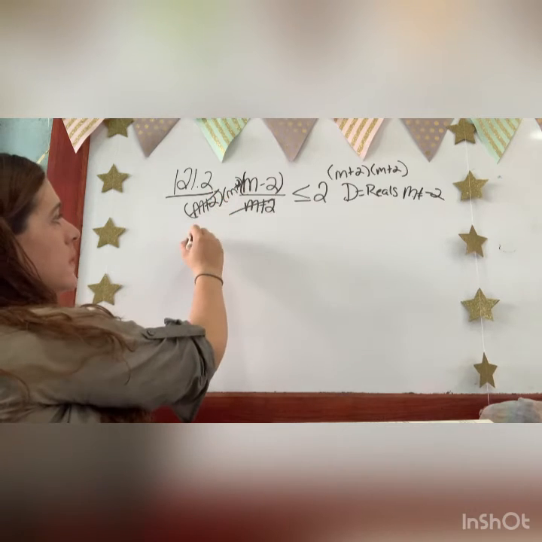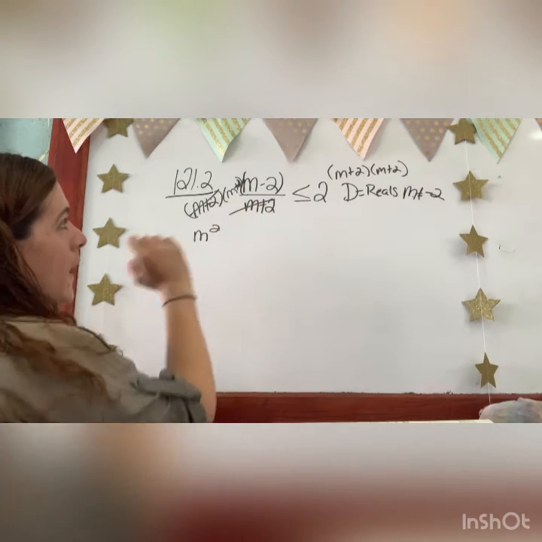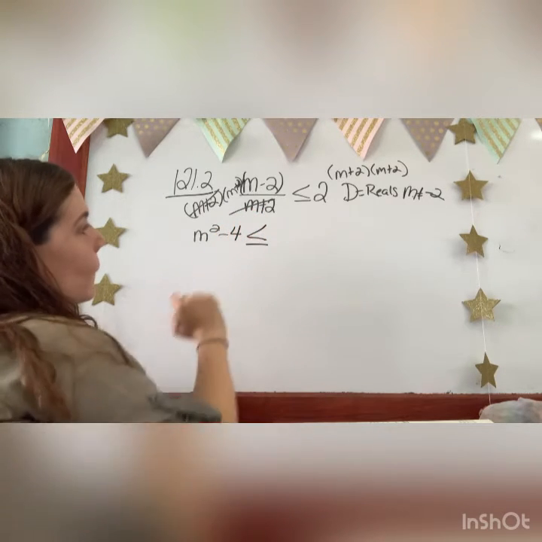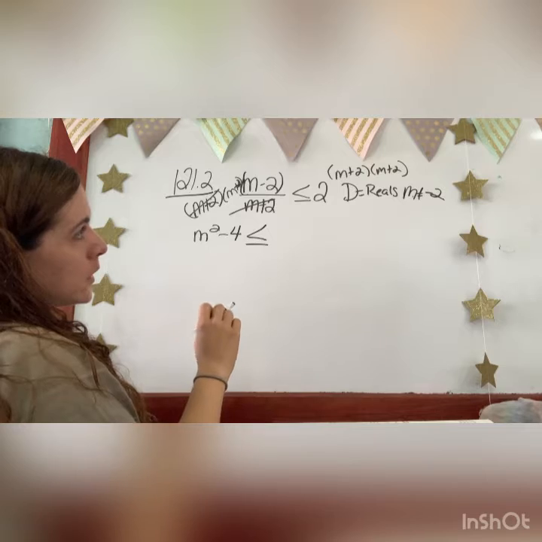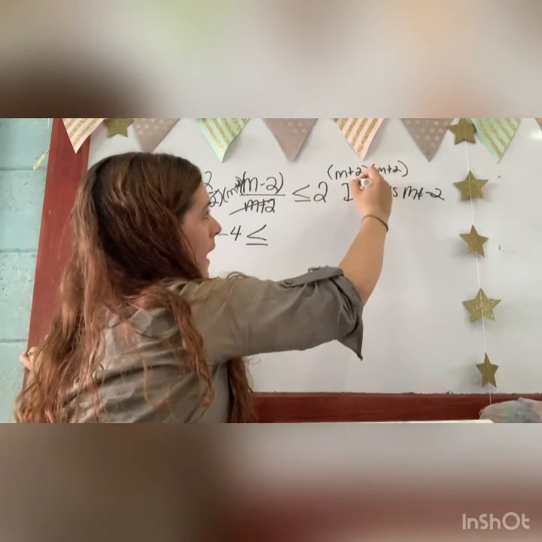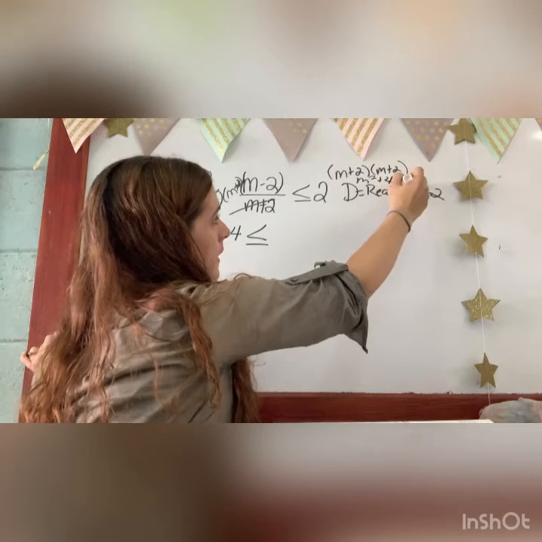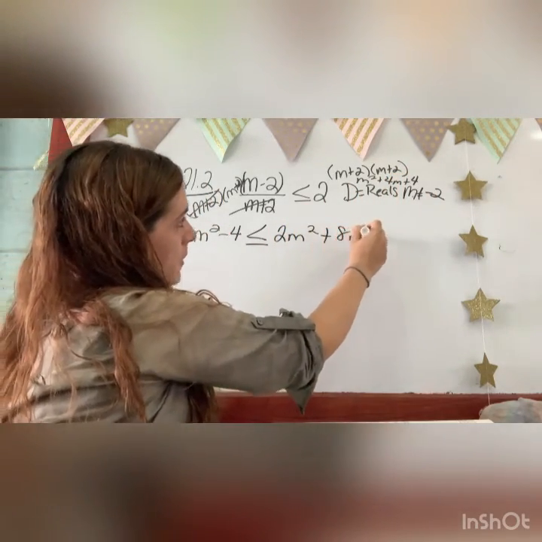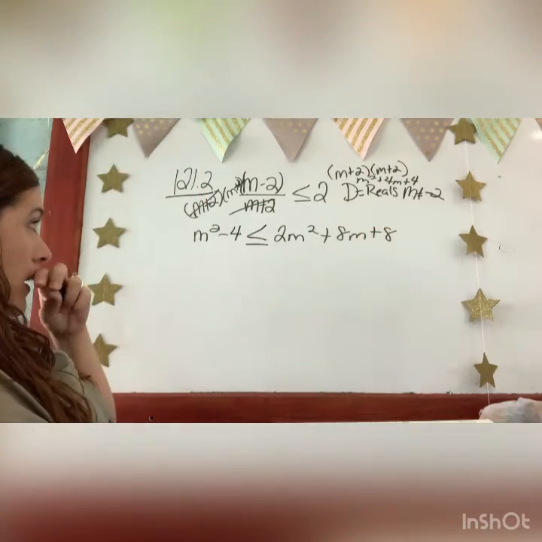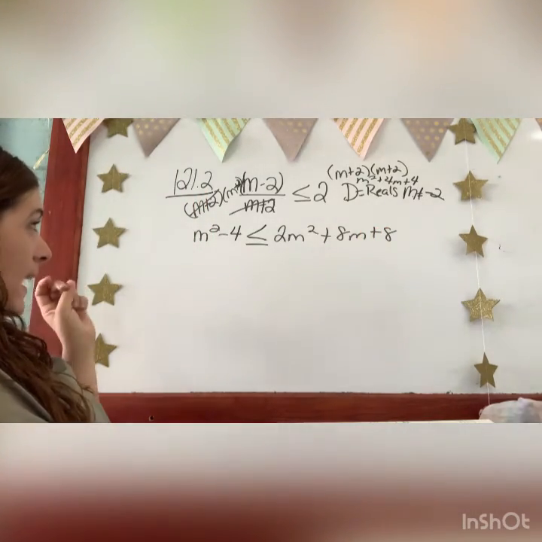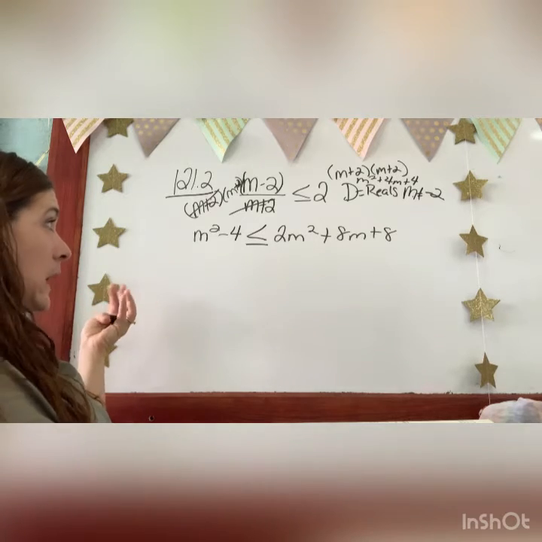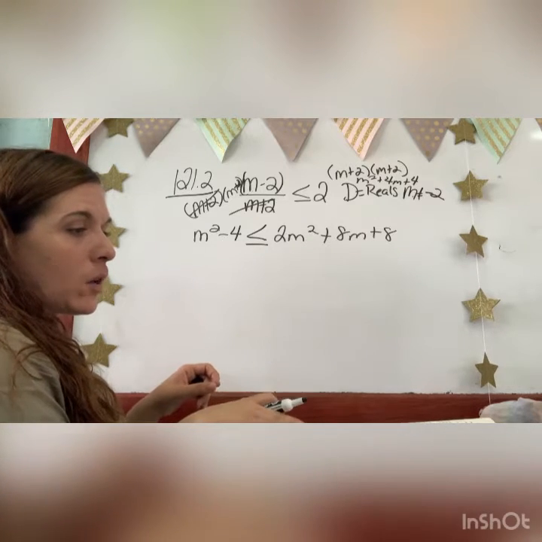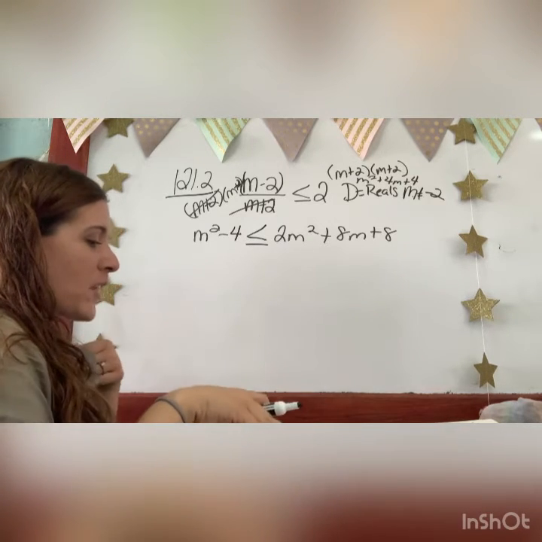So we have m squared, plus 2m minus 2m, so it's going to cancel out, and then minus 4, less than or equal to, this is going to be m squared plus 4m plus 4, but we need to multiply it by 2, so it's 2m squared plus 8m plus 8. Okay, then we move everything over to one side. It really doesn't matter which way you go with it. So let's do it how the book did it, just so that we can always be watching ourselves and making sure that we're doing it right.